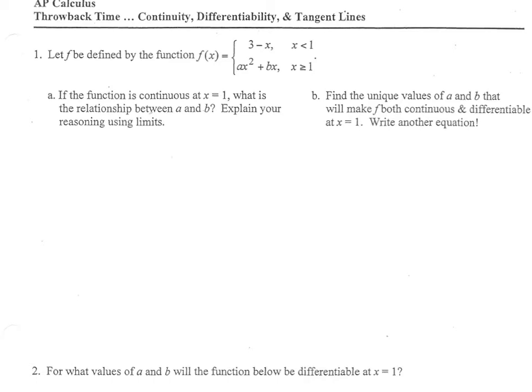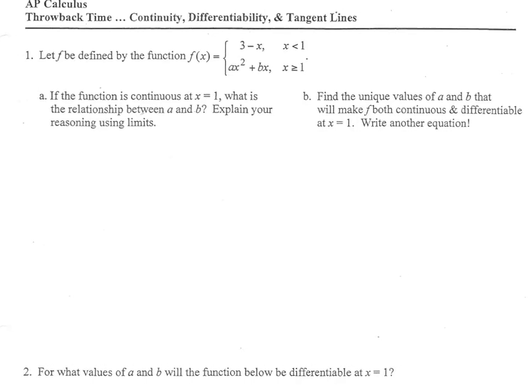So based on how we just defined differentiability, in order to be differentiable, the function must be continuous. So this problem, if we're just trying to decide continuous, would be impossible because we can only make one equation and we're going to have two unknowns, both a and b. To walk you through it, I've got two questions. Starting with part A, if the function is continuous at x equals 1, what's the relationship between a and b? Explain your reasoning using limits.